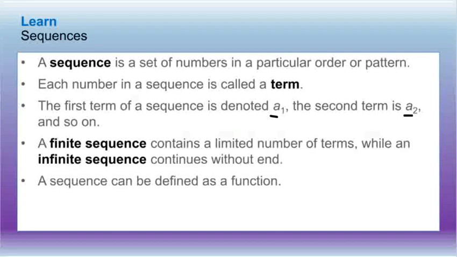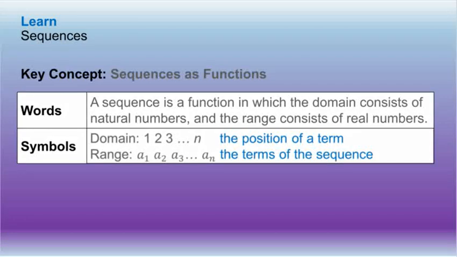We have finite sequences, which means they come to an end, or you have infinite sequences, which means they continue on forever. A sequence can also be defined as a function. So a sequence is a function in which the domain consists of natural numbers, so 1, 2, 3, 4, not 0. And the range consists of real numbers. So you have a subscript n, or a subscript 1, a subscript 2, and so on. So the domain is always the position. So you get the first term, second term, third term. And the range is what is the term in each of those positions.